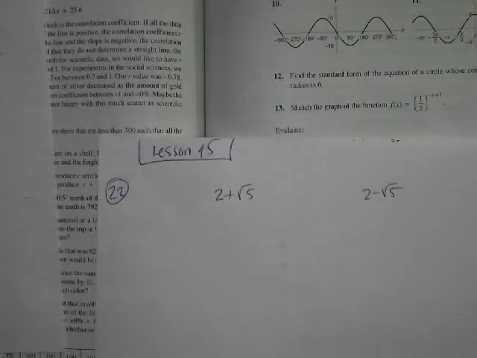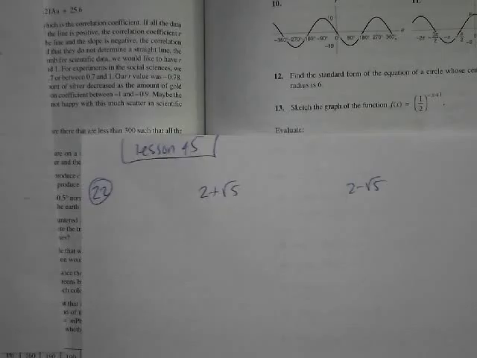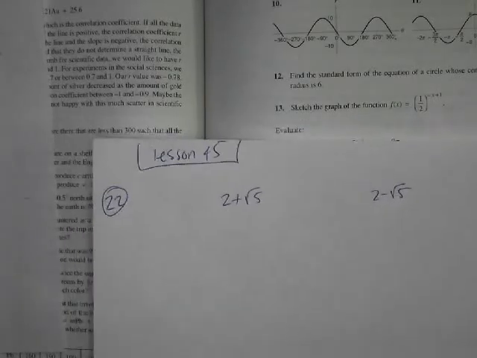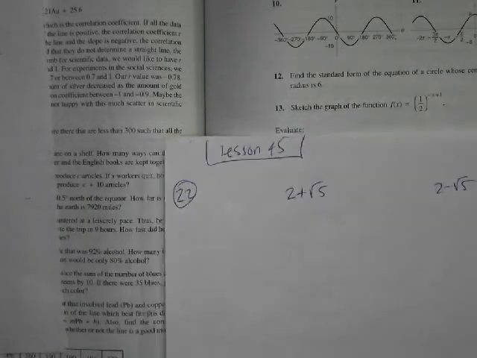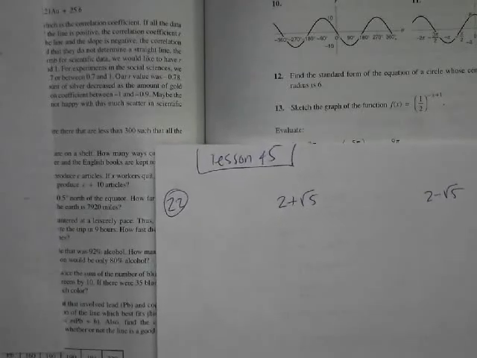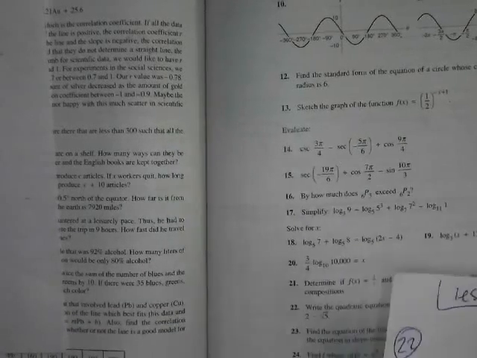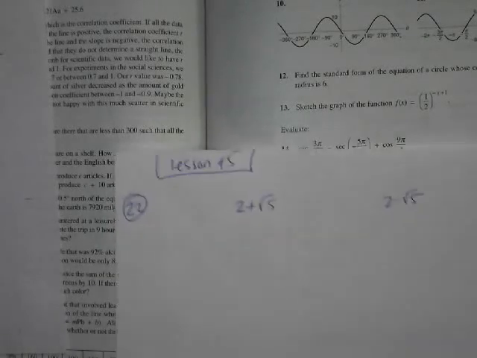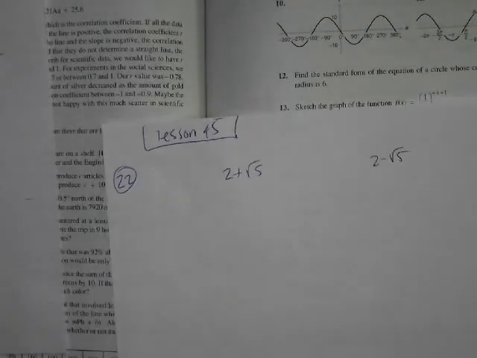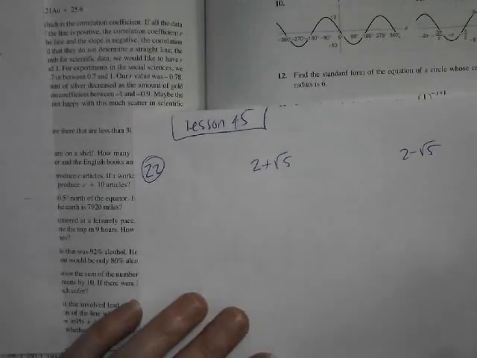Okay, so this is lesson 45, and it's number 22. It wants me to write the quadratic equation with the lead coefficient of 1, whose roots are 2 plus root 5 and 2 minus root 5. So here's how we start out.